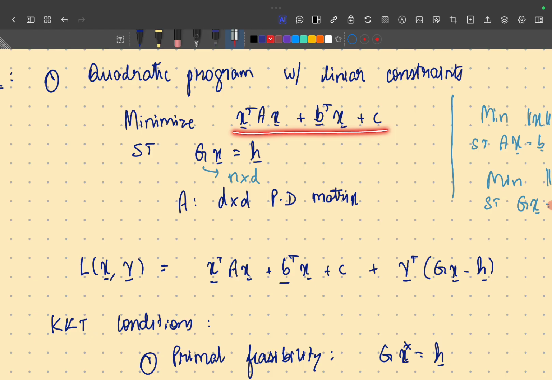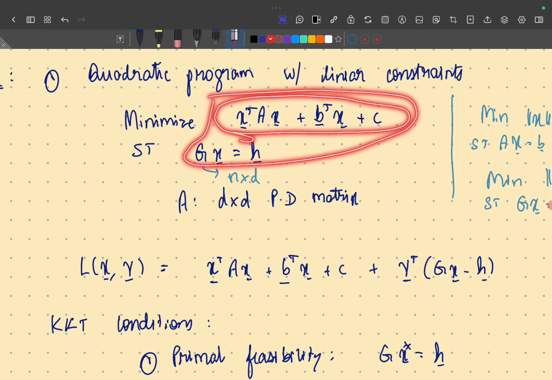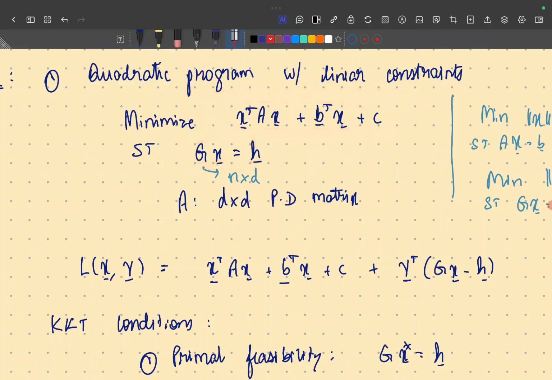Essentially I've glossed over this, but this problem. So what kind of an optimization problem is this? It's a convex optimization problem because the objective function is quadratic, A is positive definite, so the objective function is convex in X, and the constraints are only linear. All of the equality constraints are affine. So this is a convex optimization problem.